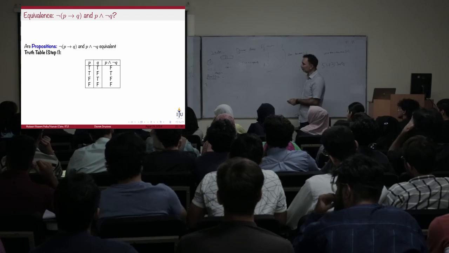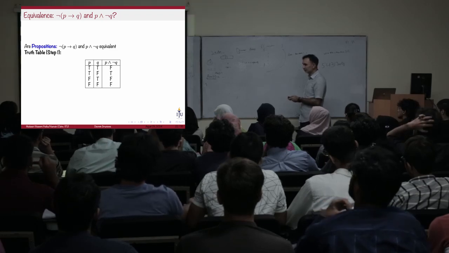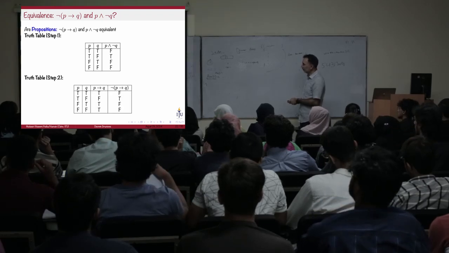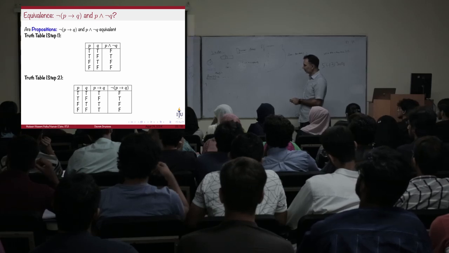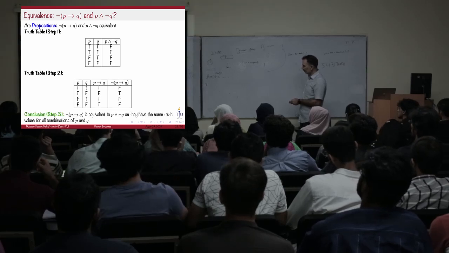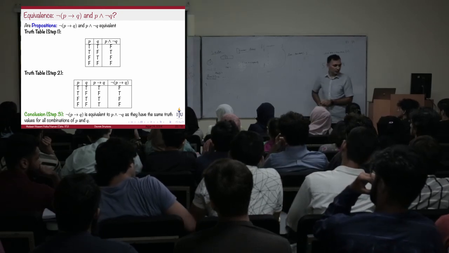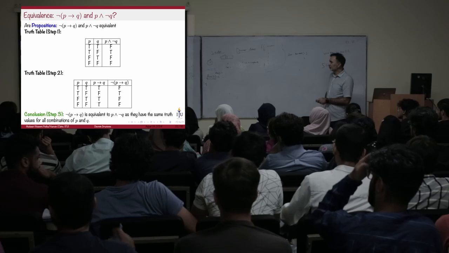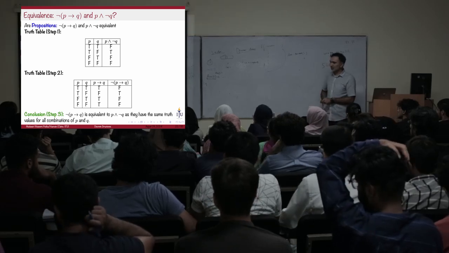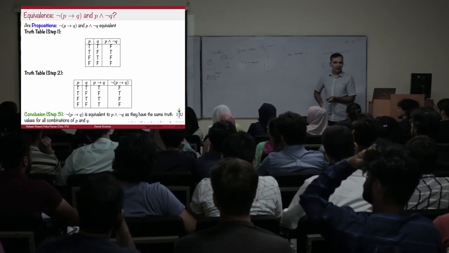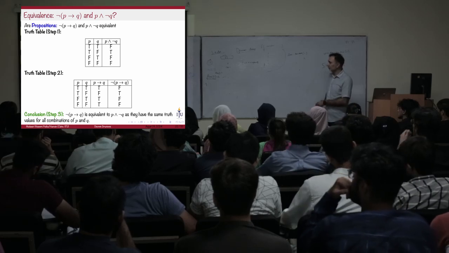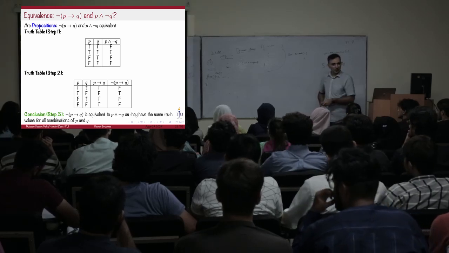So the way you do it, you find the truth table for the first one. This would be your step one. You find the truth table for the second statement. And then you conclude that the last columns of both of these truth tables are equal. Okay, so you do these three steps to conclude whether the statements are equivalent or not. Okay, I'm just trying to give you a systematic way to do this.